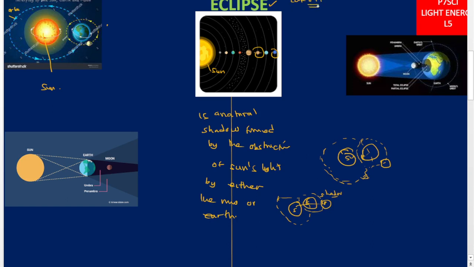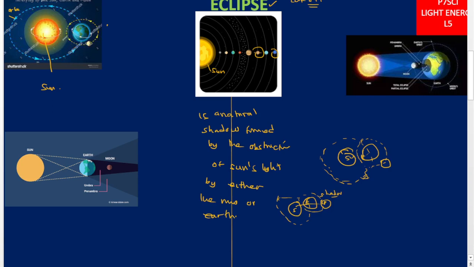So there is one object which is going to cut off the sun's light from going somewhere. Now when you look at this, the moon can rotate and come here. Now when it becomes here, it means that this moon, being opaque, will prevent light from the sun from reaching the earth.